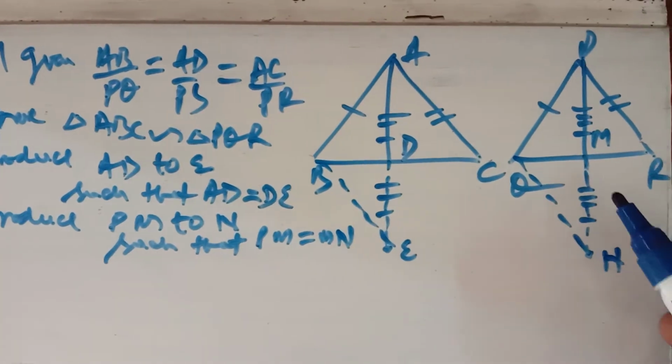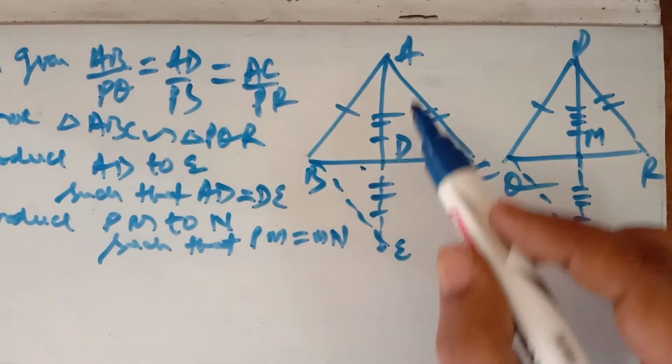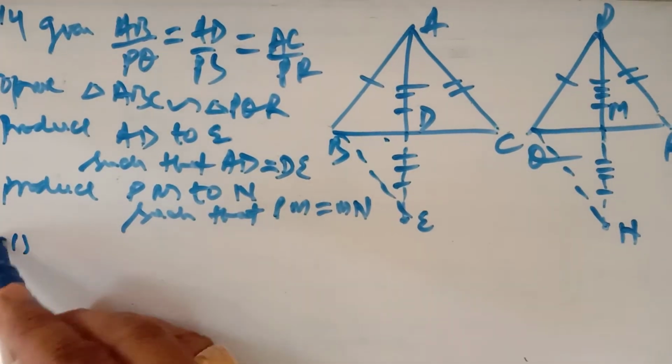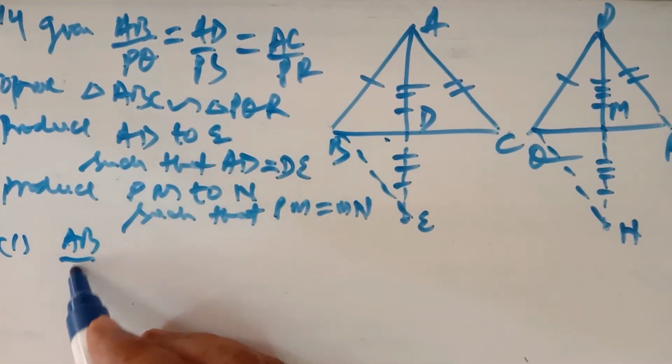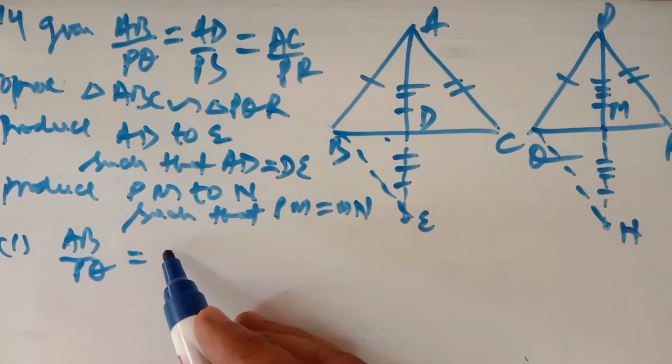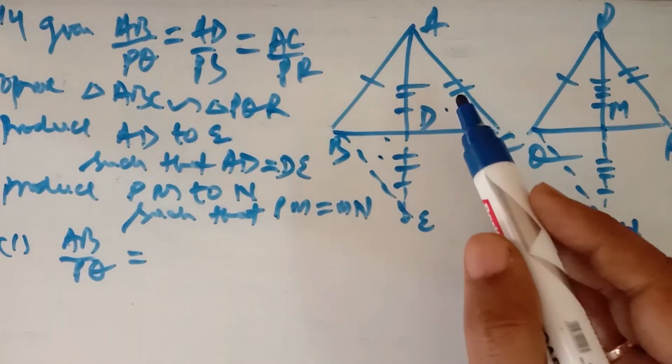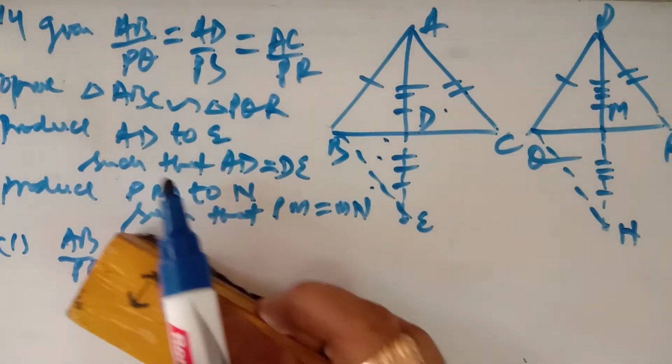So by doing this, we have made M and D the midpoints of AE and PN. Now see it very carefully. AB upon PQ is equal to... first of all, we'll prove that these two triangles are similar so that AC will become equal to BE.